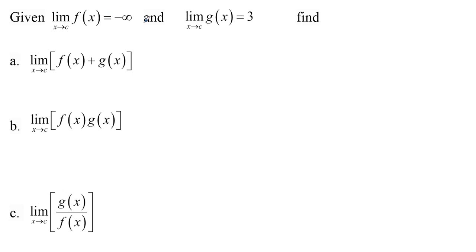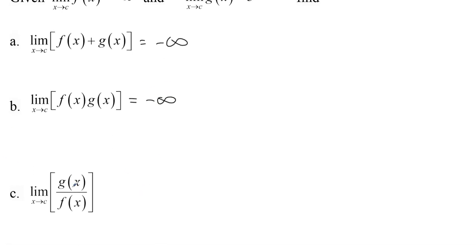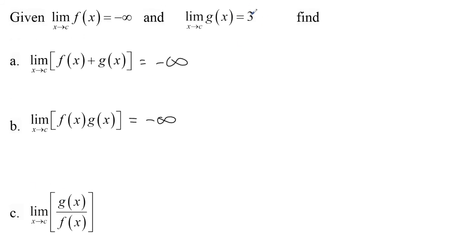So we've got an infinite limit that goes to negative infinity and 3. And so the limit as x goes to c of negative infinity plus 3 is just negative infinity. If I multiply here, I've got negative infinity times 3. And again, we're not actually multiplying negative infinity. We're multiplying numbers that grow negatively without bound times positive 3. That's going to give me negative infinity. And as x goes to c, g has a limiting value of positive 3, so that limit here would be 3.